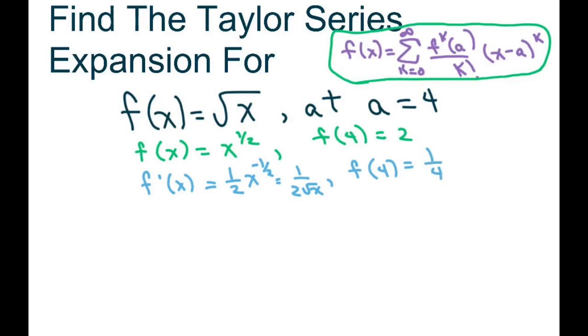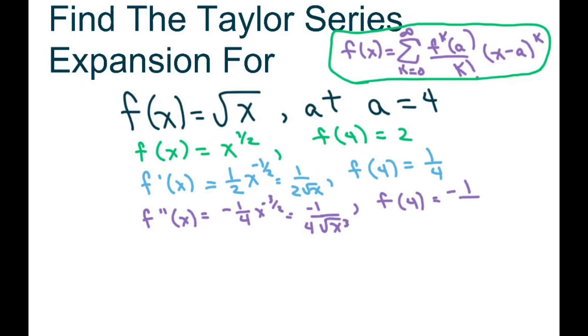And then our second derivative would be negative 1/4 x to the negative 3/2, which equals negative 1 over 4 square root of x cubed. And so then if we do f double prime of 4, we get negative 1 over 32.